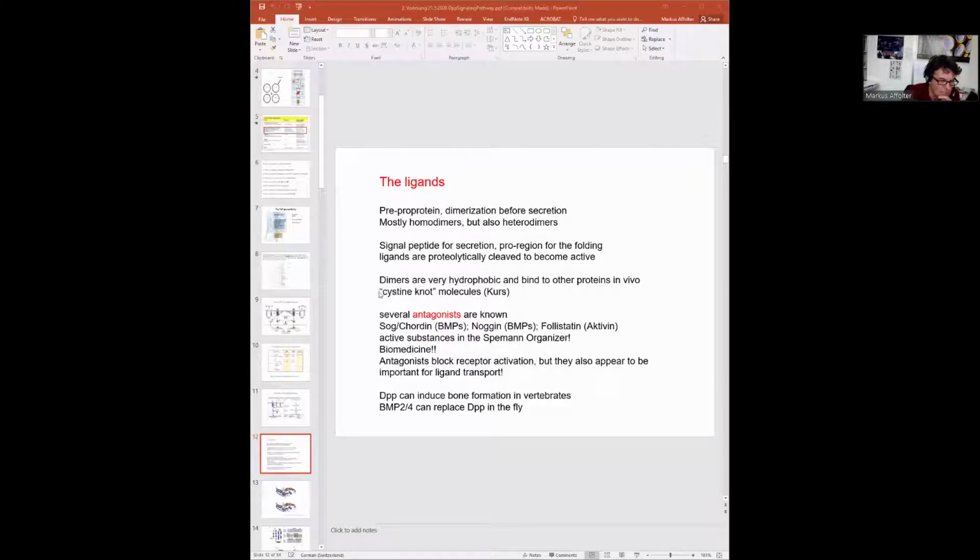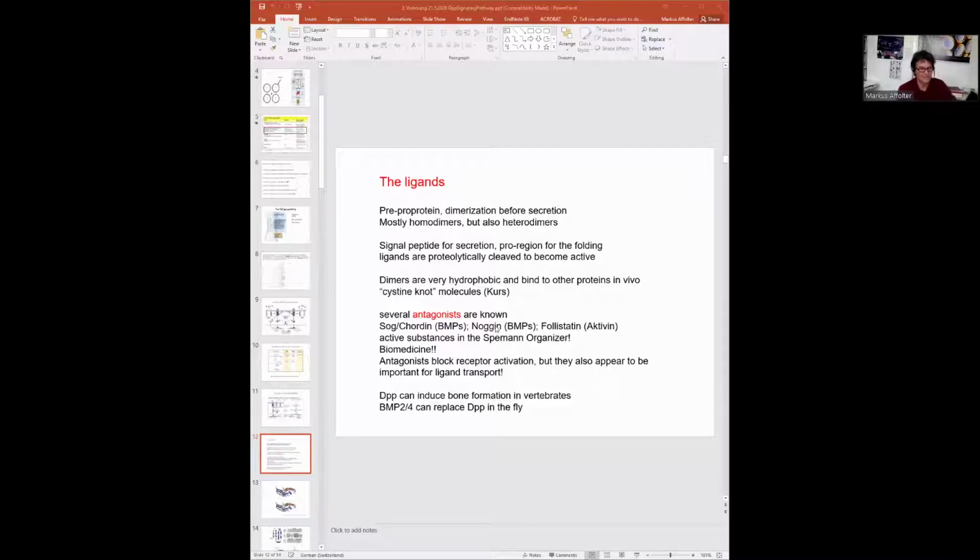So in the course, it's a cysteine knot molecule. It's difficult to explain how that is. We'll have a look at it. So DPP is this ligand. Several antagonists are known for BMP ligands. You know best noggin, chordin, very important for dorsoventral patterning in vertebrates. And Henry will talk about this in fish.